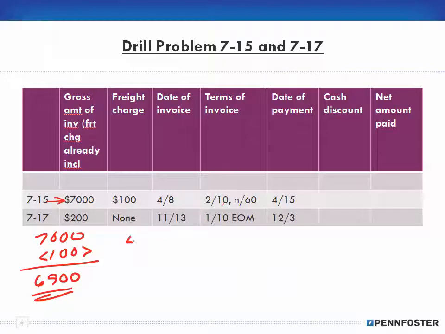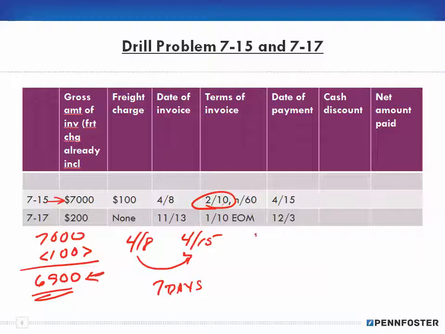It says our invoice date was 4/8, and our terms are 2% 10 net 60, meaning we can take a 2% discount if we pay within 10 days, but if we don't, we have 60 days to pay the invoice in full. After the 60th day, we end up with interest and penalties. So we decide to pay this invoice on 4/15. The number of days between 4/8 and 4/15 is 7 days, which falls within our discount period of 2% 10. So we're able to take a 2% discount on our $6,900.